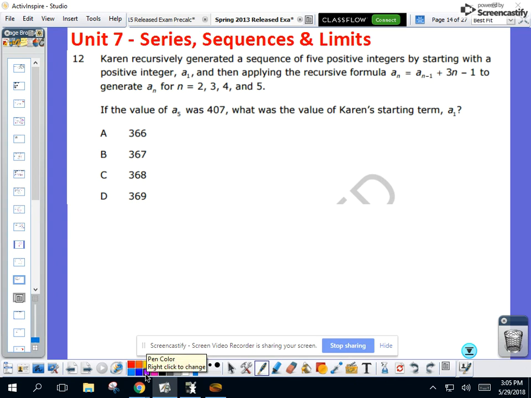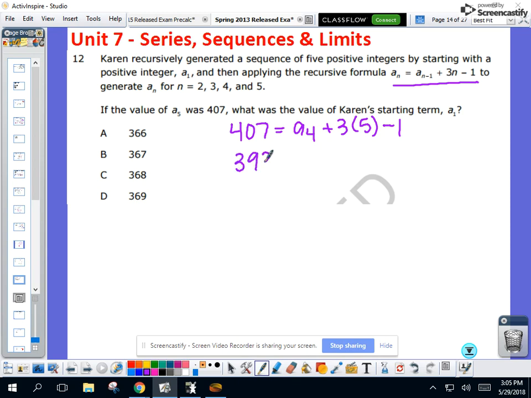We're going to start with 407, that's the fifth term. We're going to plug it into this recursive formula that Karen wrote for us. 407 is equal to the term before, so if that's the fifth term, the term before would be the fourth term, plus 3 times the term number that we're on, the fifth term right now, minus 1. 15 minus 1 is 14. If I subtract that to the other side, I get 393. So that's what the fourth term is equal to.